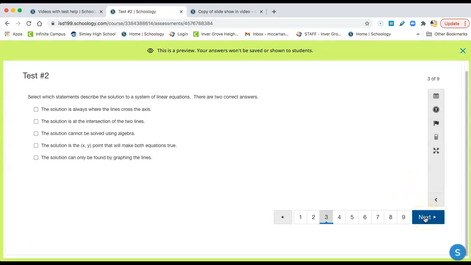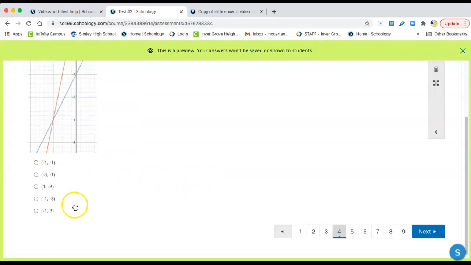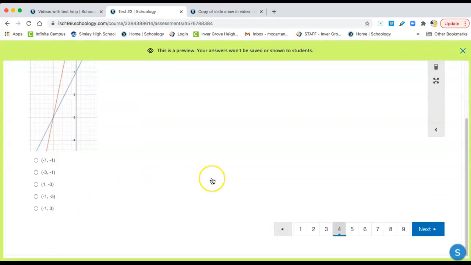All right, next, number 4. What's the solution? Well, it's at the intersection. It's right there. All right, mark the x first. It's like a negative x. They're both negative. And then the y second. Make sure you mark the x first, then the y. All right? Find that point.